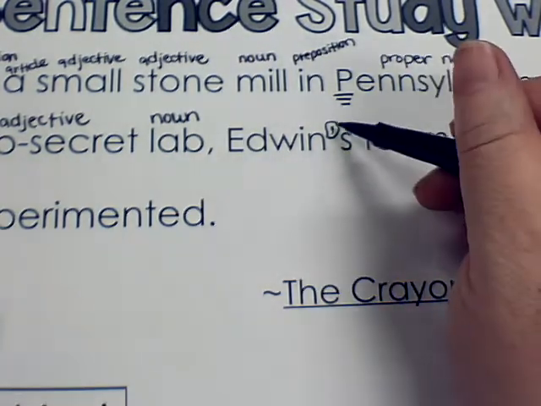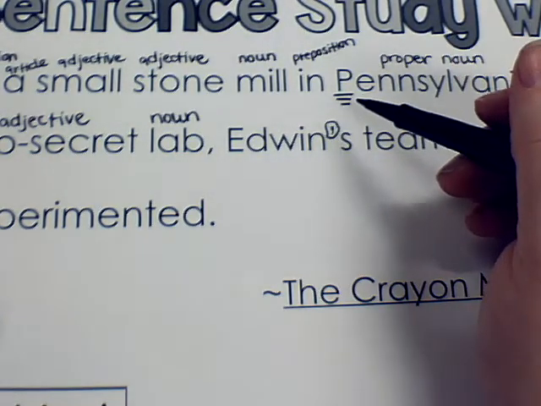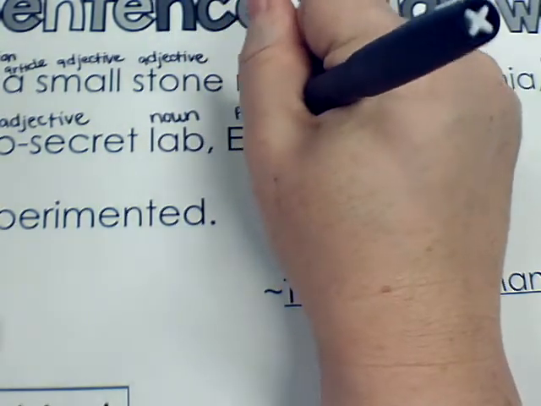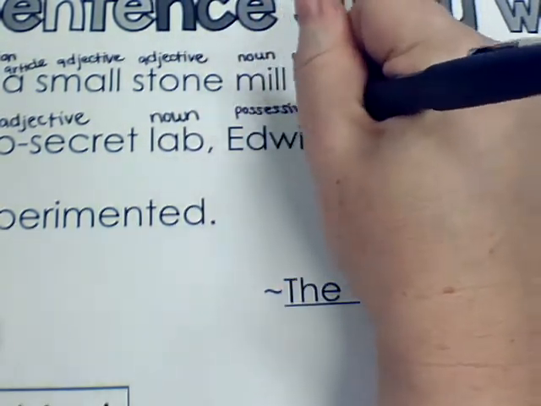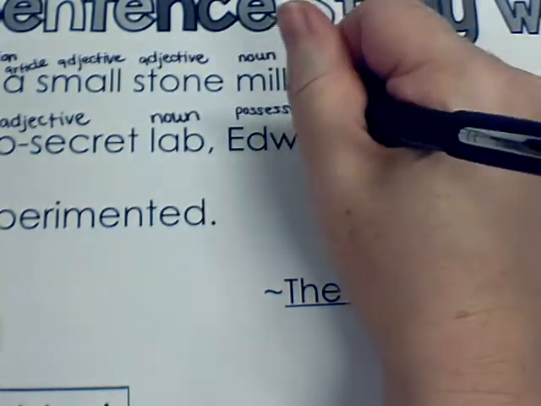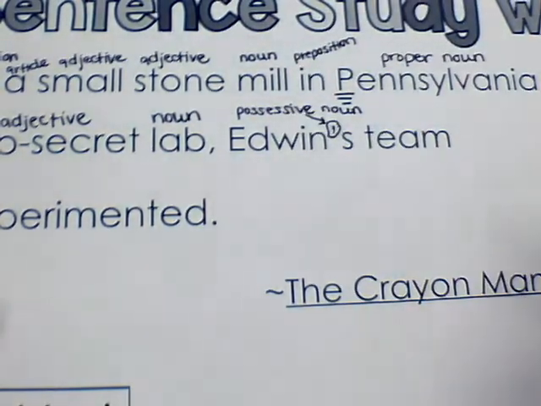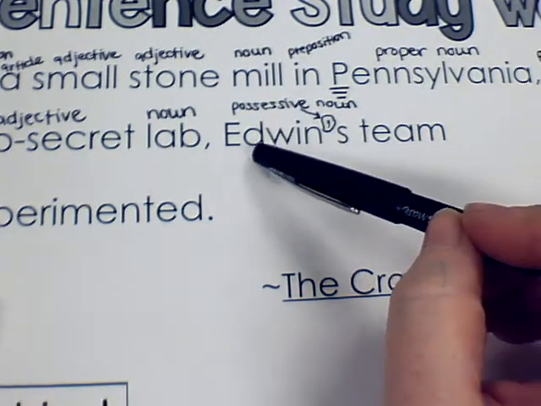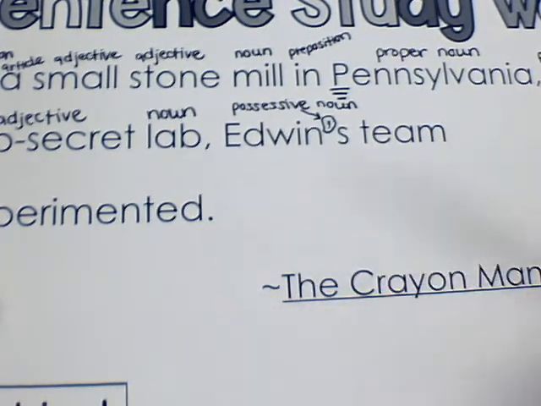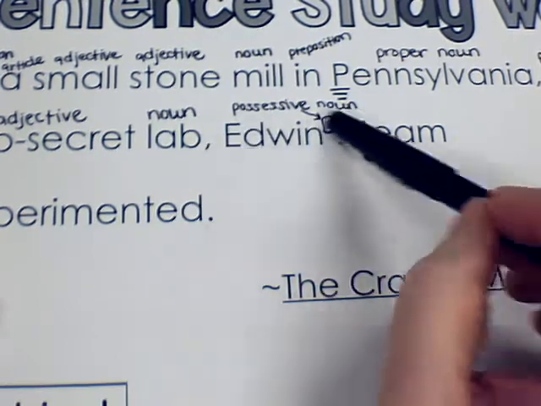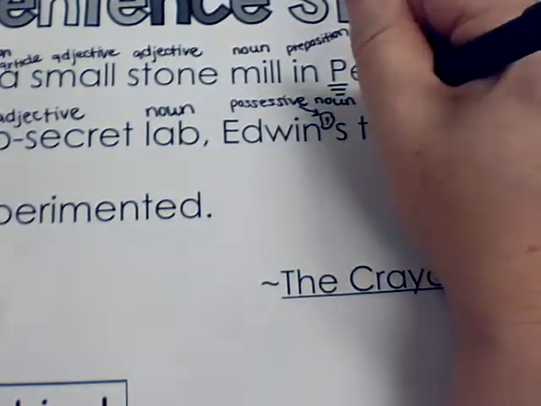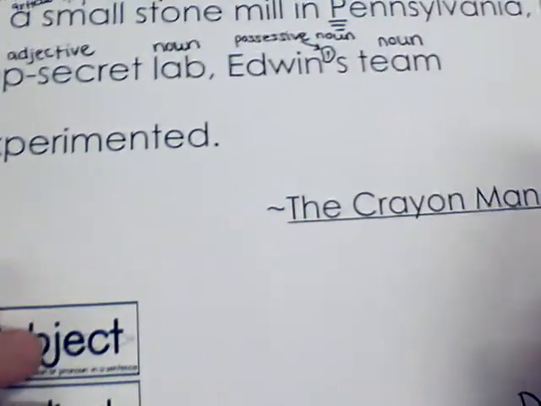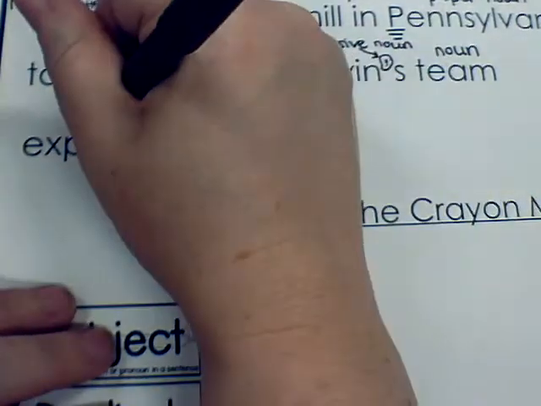If you own something, you possess it. It is your possession. So this is a possessive noun, and that's because of this apostrophe. Now, like I said, sometimes they can be contractions, but this is not the sentence, Edwin is team experimented. That doesn't make sense. So this is Edwin showing ownership over this team. So this is a noun. And then experimented is what they're doing, so it is a verb.